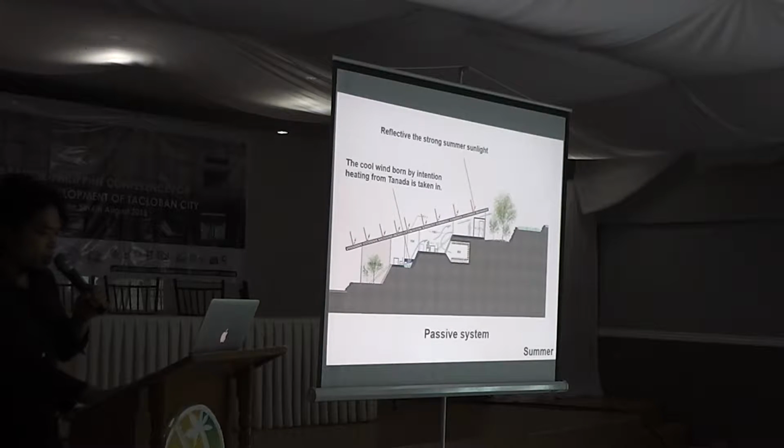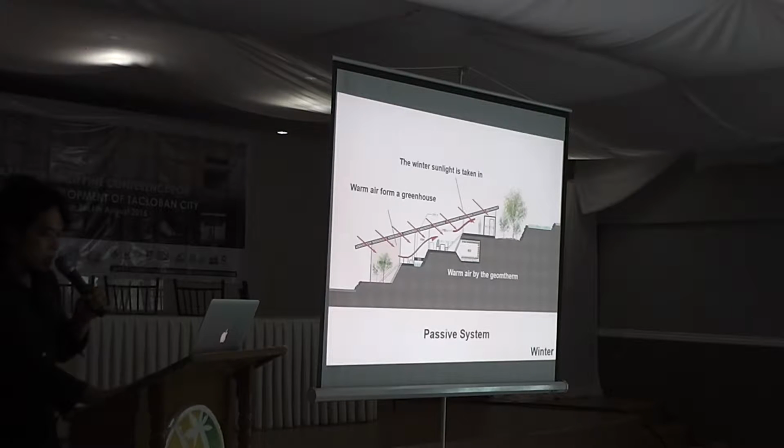In summer, the cool wind from terrace sphere caused by the evaporation goes through the residence. And the louver in the roof window reflects the strong sunlight.